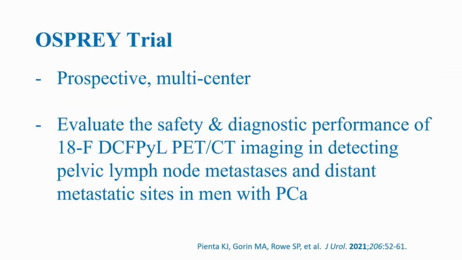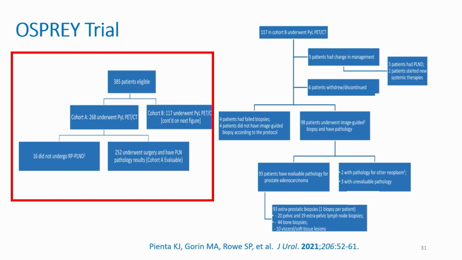The next trial is the OSPREY trial, which is a prospective multi-center study which was designed to evaluate the safety and diagnostic performance of 18F PET imaging in detecting pelvic lymph node metastases and distant metastatic disease in men with prostate cancer. There were 385 patients eligible overall. Cohort A was the localized cohort, so that's the one we'll review for this. And basically they had 268, I can't quite see it, studies and patients in that cohort.